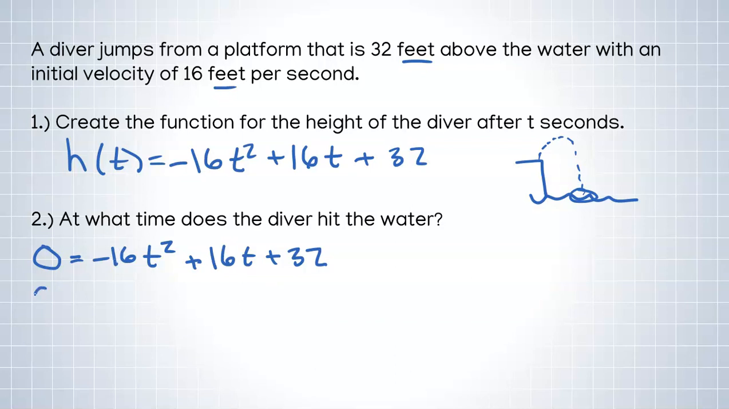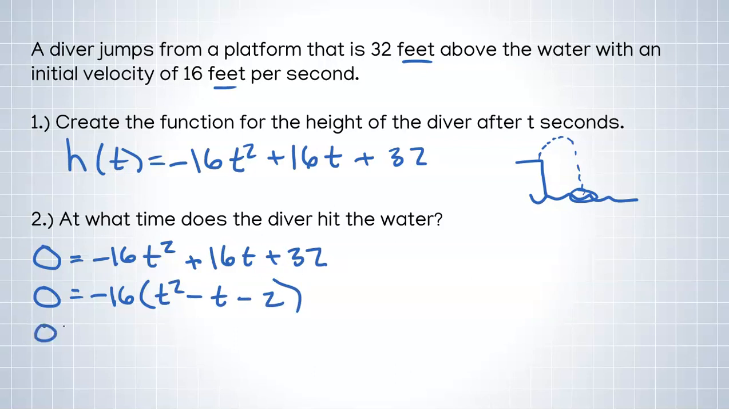So let's see here. A couple different ways to solve a quadratic. You've got the quadratic formula. You can complete the square. You could factor. You could even use a calculator. But I'm going to go ahead and factor this. I'm going to factor out a -16. So I get t squared minus t minus 2. Check my factoring if you don't believe me there, but I believe my factoring is correct.